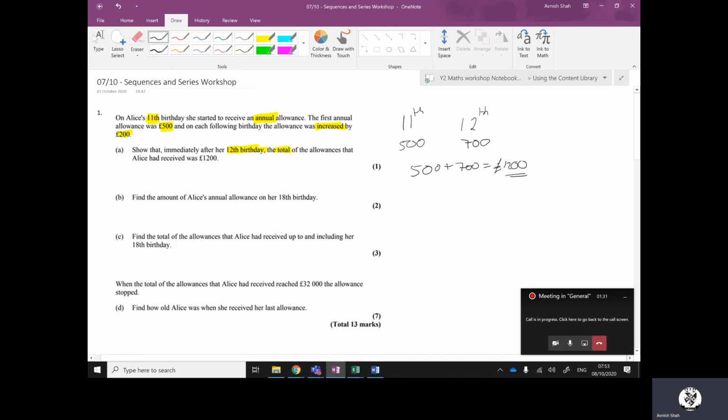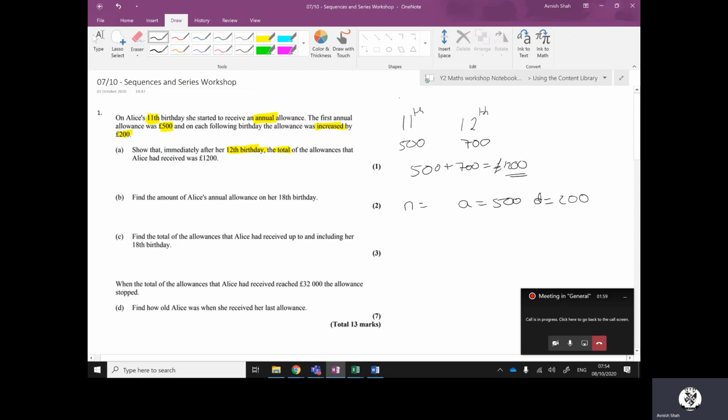Find the amount of Alice's allowance on her 18th birthday. So it says find the amount of Alice's annual allowance on her 18th birthday. So we're trying to work out how much she actually received on her 18th birthday. In order to do that, we should work out what n is. We know A is 500, and we know that D is 200.